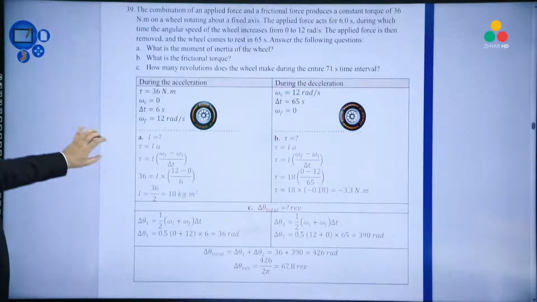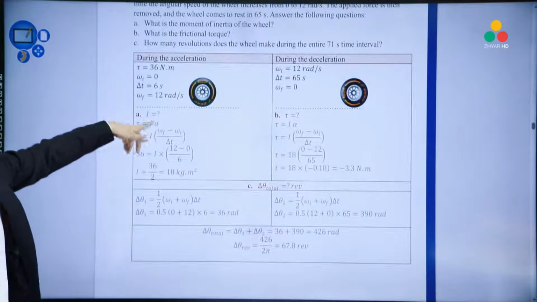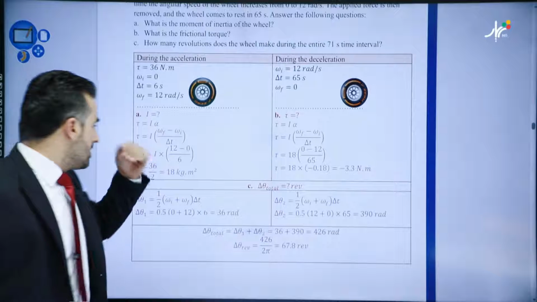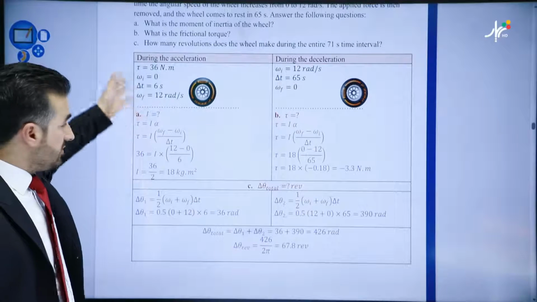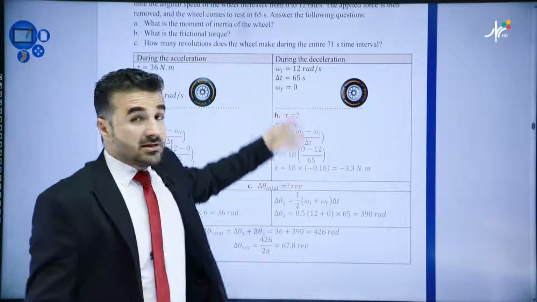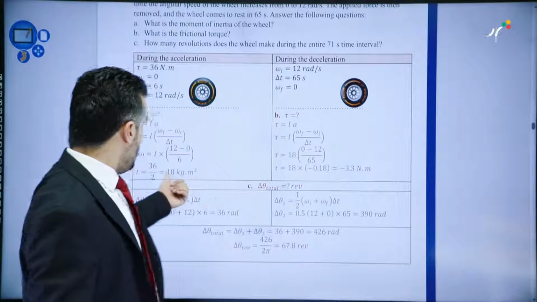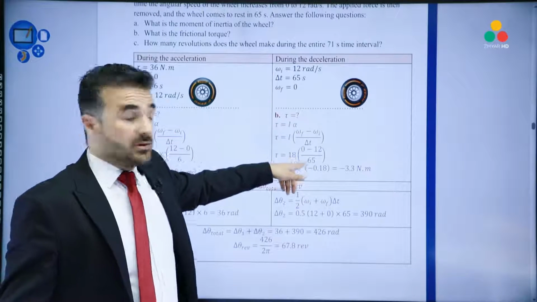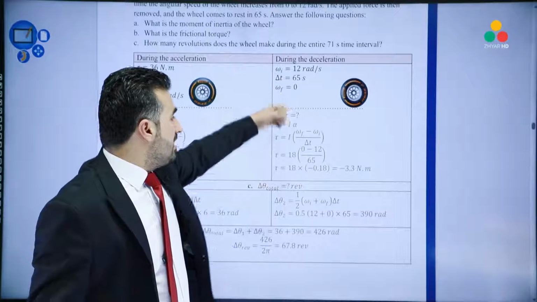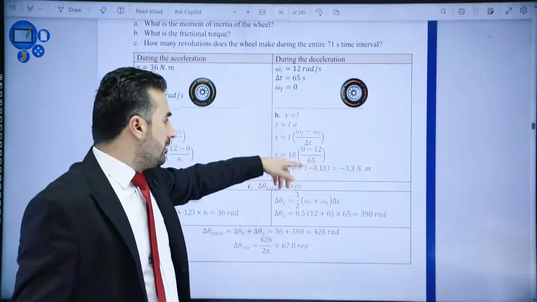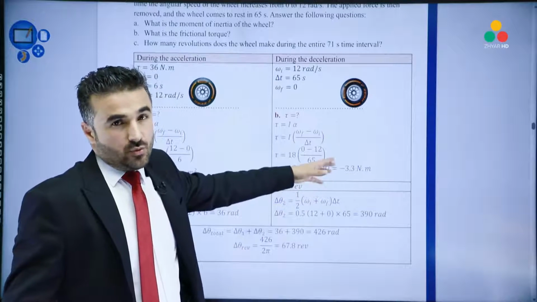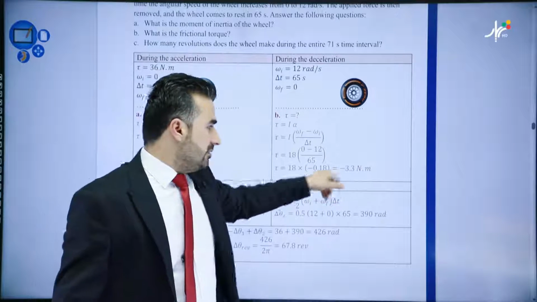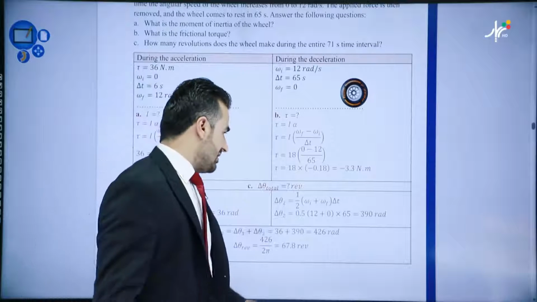And you can see here, once again, first of all, you'll have to find the moment of inertia, which we found. It was 18 kilogram meter squared, in the case of speeding up, of course. And then in the case of slowing down, we use the same moment of inertia, but then we use the deceleration here, which was negative 1.8. I used 1.85, which gives you a negative 3.3, which is the same answer.